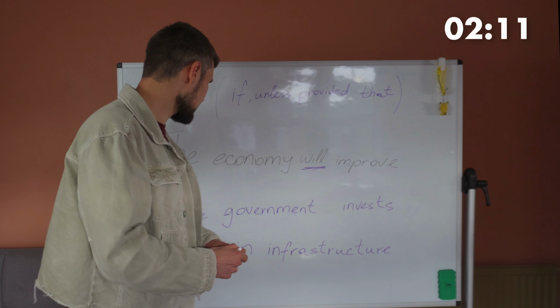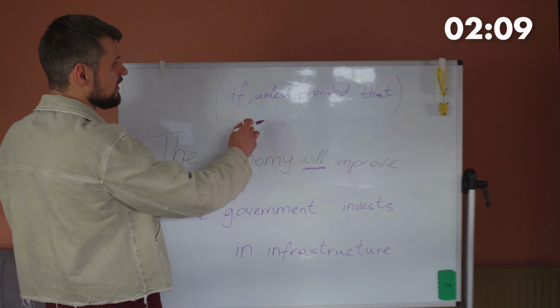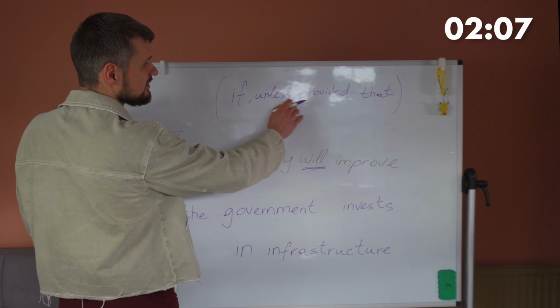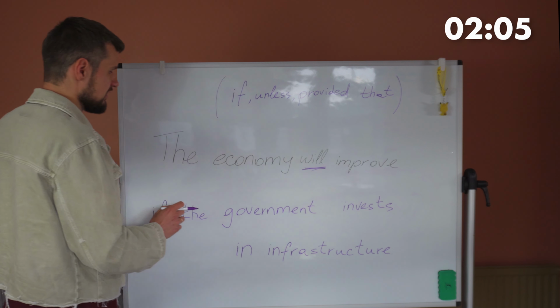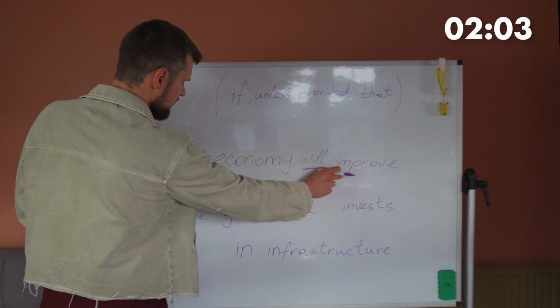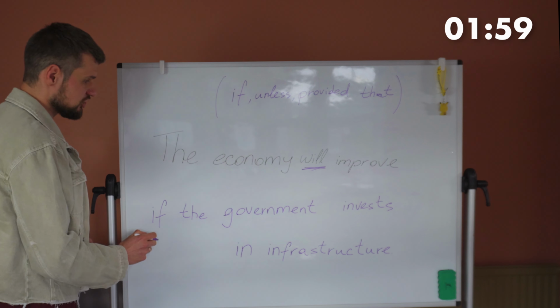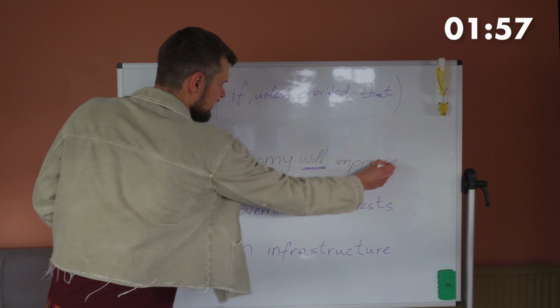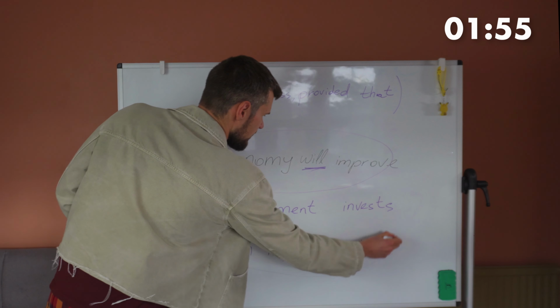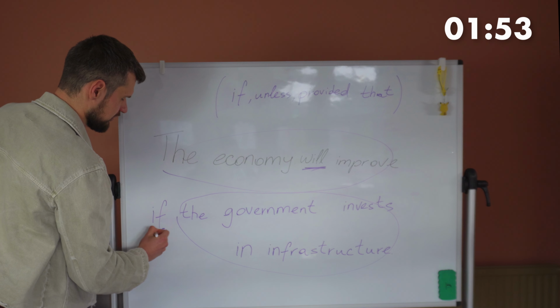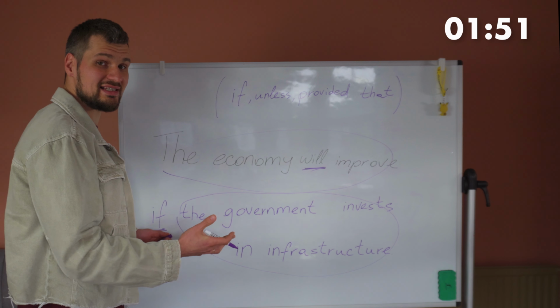And how can we link it? We simply use one of the conjunctions, if, unless, provided that. So the economy will improve if the government invests in infrastructure. So we simply link these two ideas with a conjunction. And now you have a complex sentence.